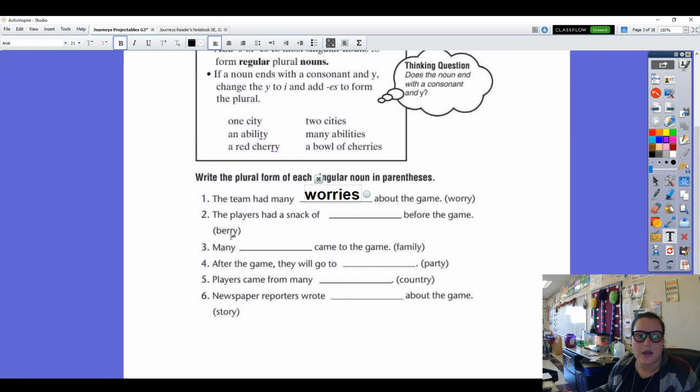Number 2, the players had a snack of blank before the game. We have the word berry. We have an R before the Y, so that's a consonant. In order to make it plural, we are going to change that Y to an I and add ES.